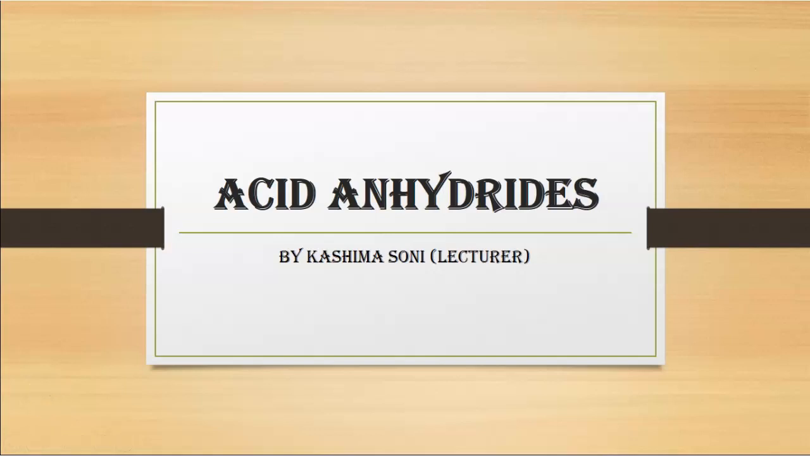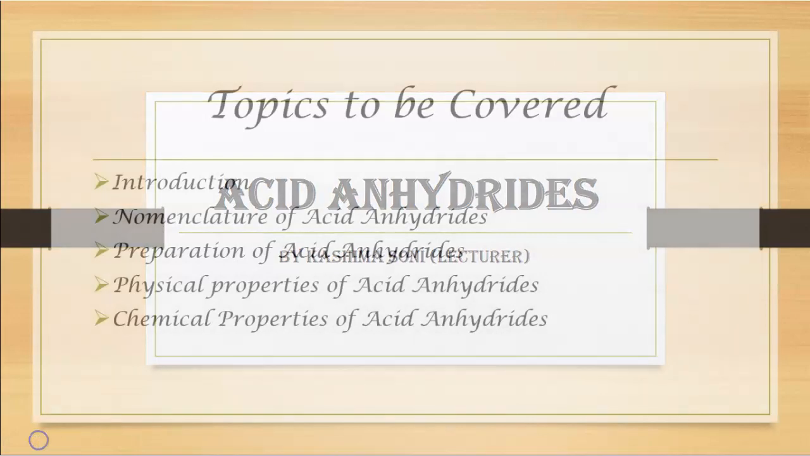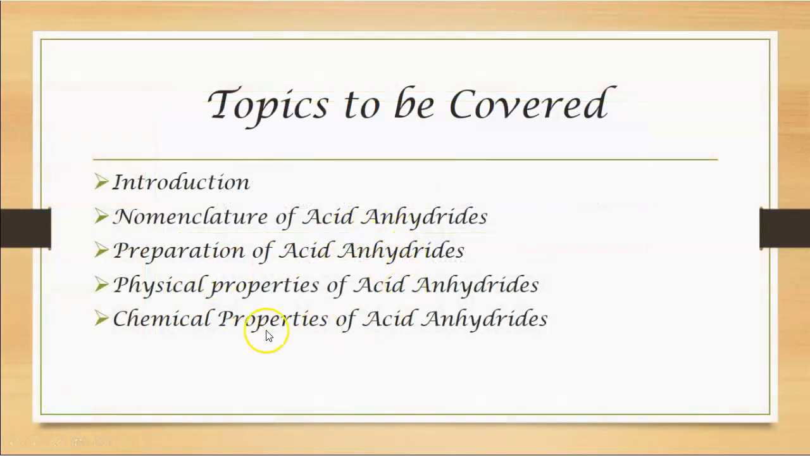This is Kashima Soni and today we are going to take up our next topic in the series of carboxylic acid derivatives, that is part 2 of acid anhydride. We have discussed the physical properties of acid anhydride in part 1 of this particular derivative. Today we are going to talk about the chemical properties of acid anhydride.